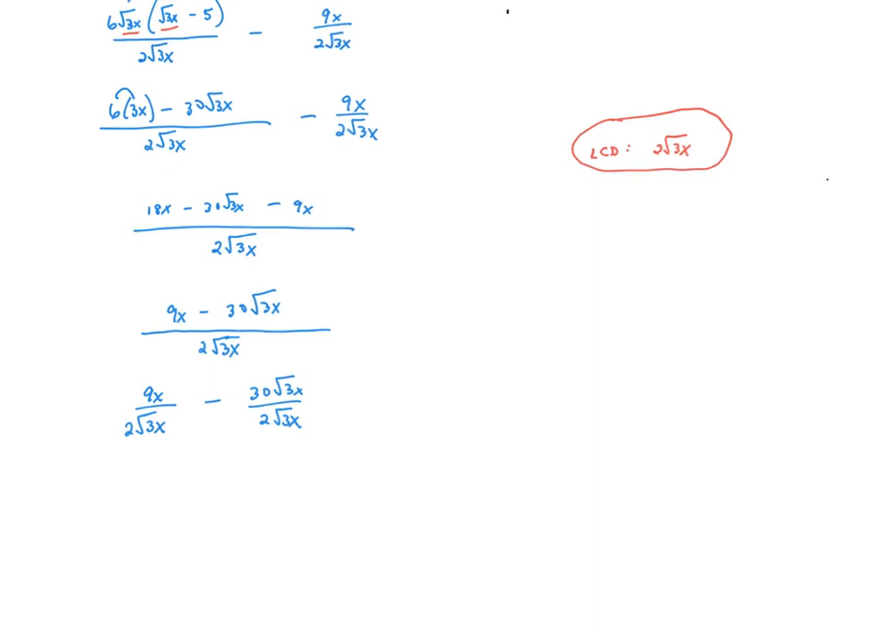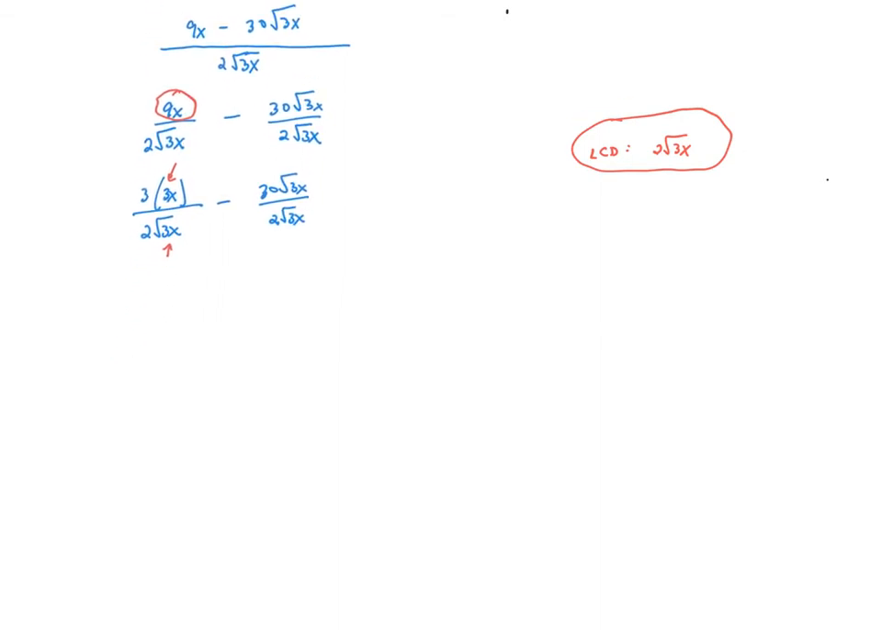30 root 3x divided by 2 root 3x. In order to get what we want, we would have to make a creative move right here. And we'd have to notice that 9x is the same thing as 3 times 3x divided by 2 root 3x. That way, we're giving ourselves same base. We still have minus 30 root 3x divided by 2 root 3x. Okay, so time to simplify all this. We have 3 times 3x to the first divided by 2 times 3x to the 1/2.